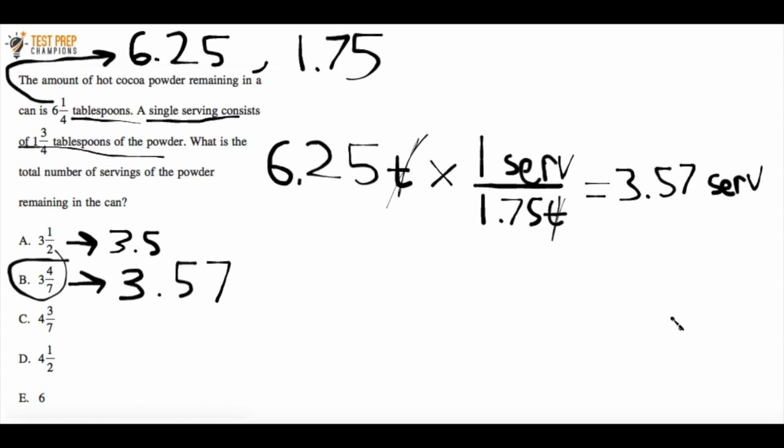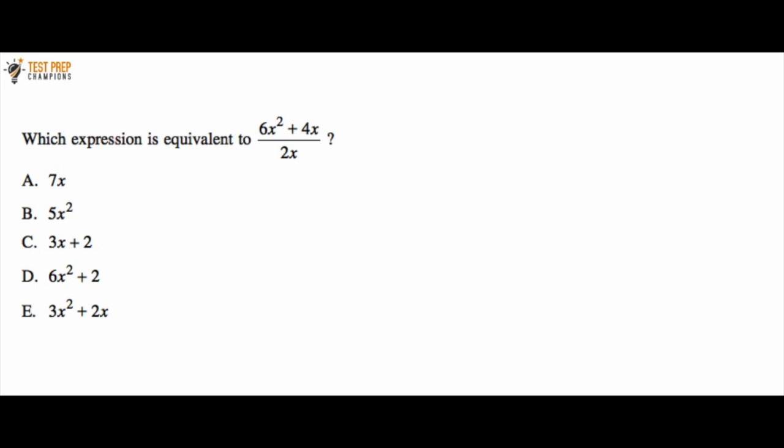So if you got this right, great work. If not, great job for trying. Which expression is equivalent to x squared plus 4x divided by 2x? Is it A, B, C, D, or E? So let's have you pause the video, try to figure this question out, and as always, if you get stuck, no worries, we're just going to go over it.